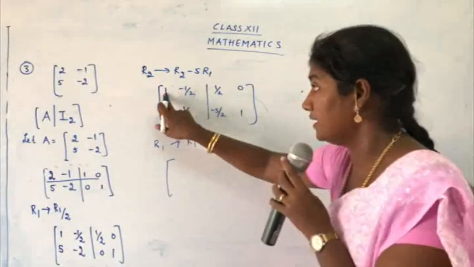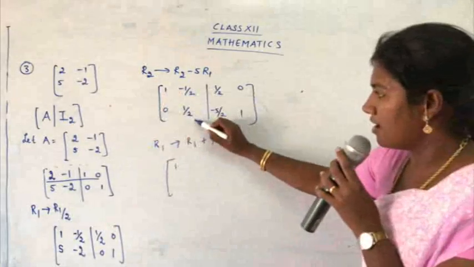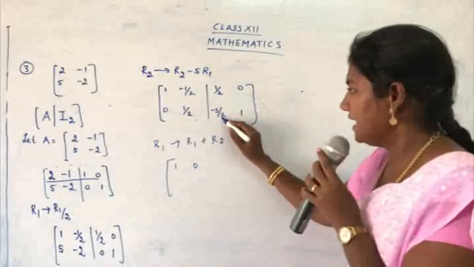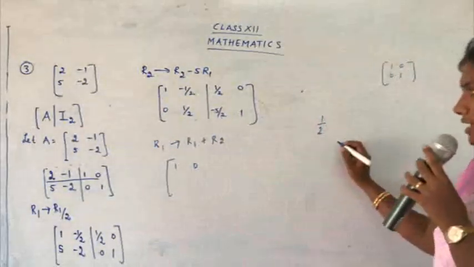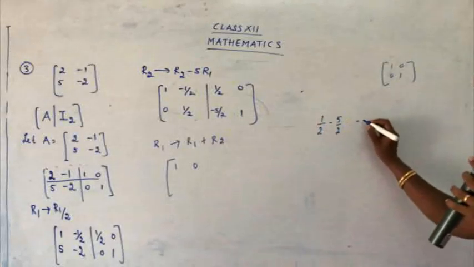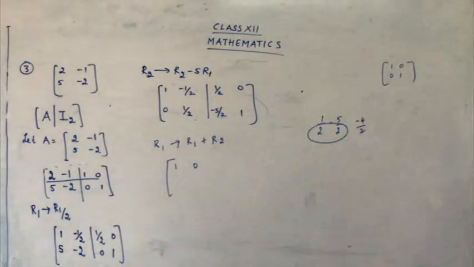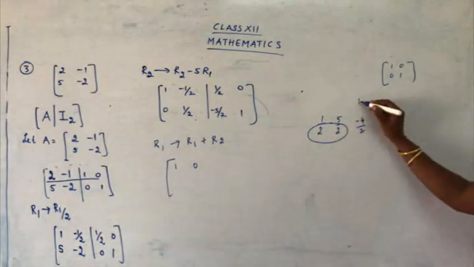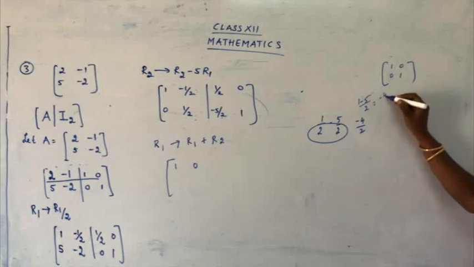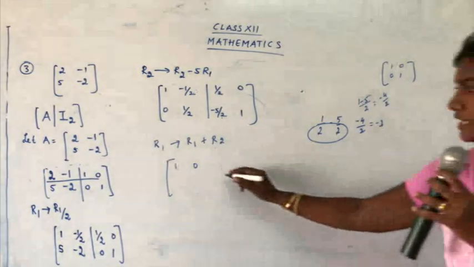R1 is changing, so 1 plus 0 is 1. Done. Minus half plus half is 0. Good. Next, half minus 5 by 2. Let's see the calculation here. So what do you get here? The denominators are the same, children, so we can take the numerators together. So I get 1 minus 5 upon 2, which is equal to minus 4 upon 2, which is equal to minus 2.